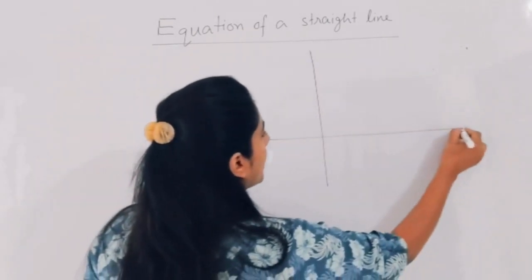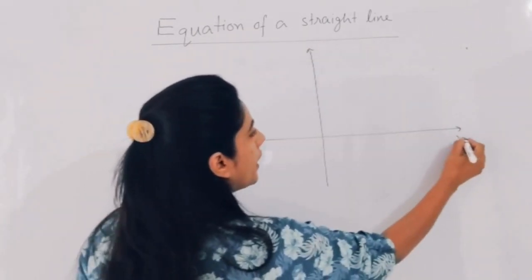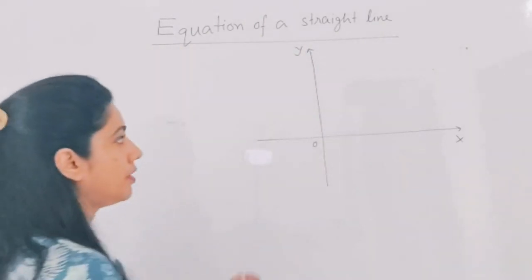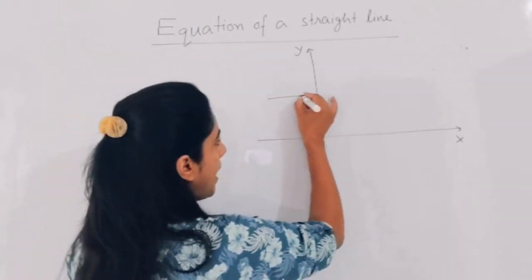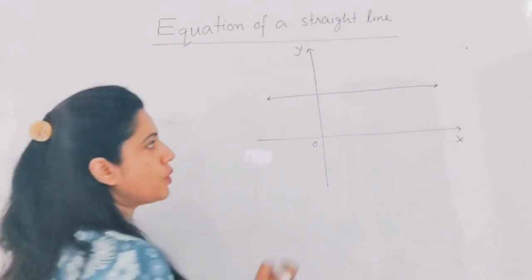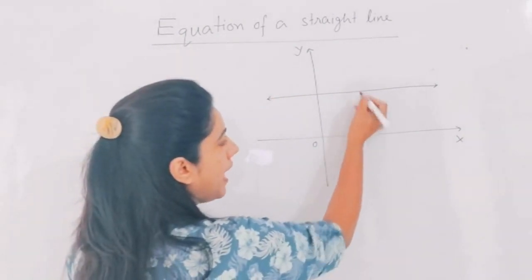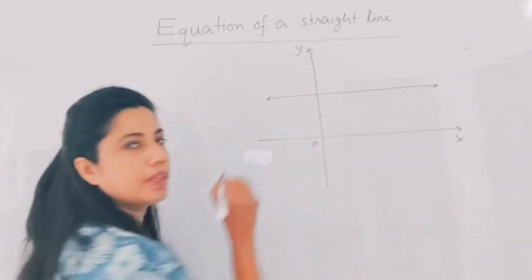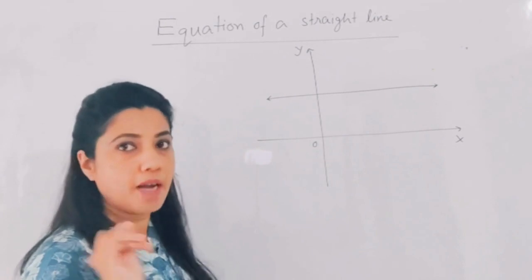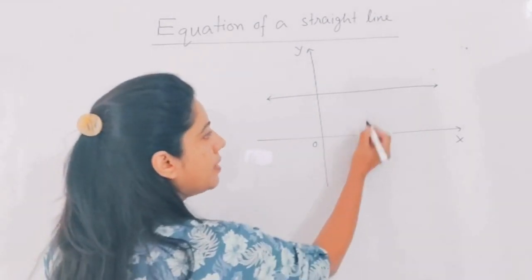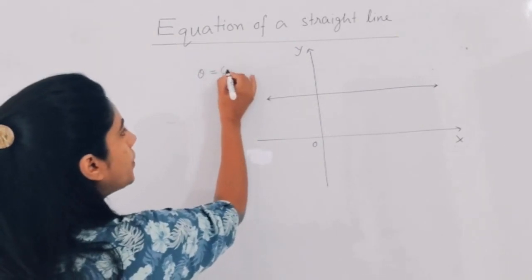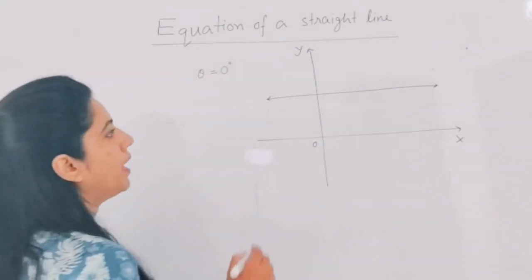Suppose this is the coordinate axis, your x-axis, y-axis, and this is the origin. If any line is parallel to the x-axis, suppose this is parallel to the x-axis, in this case you can see the line makes a 0 degree angle with the positive side of the x-axis, which is known as inclination. Last time we spoke about it. This line makes a 0 degree angle. So here theta is equal to 0 degree, right?